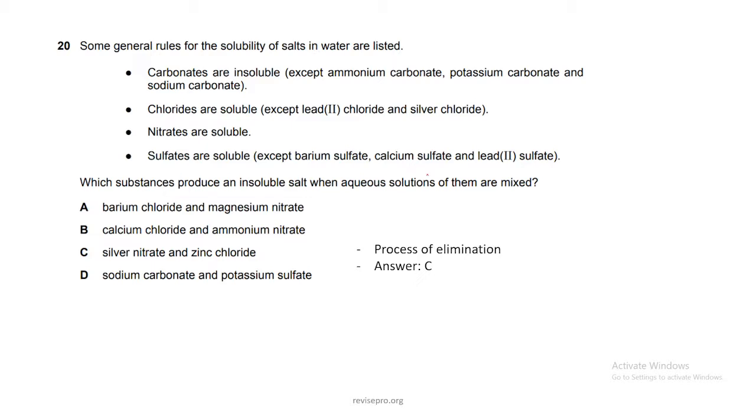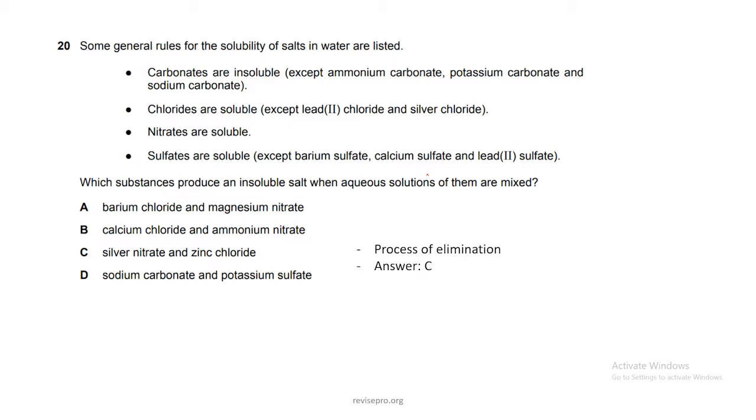Question 20. Some general rules for solubility of salts in water are listed. Carbonates are insoluble except ammonium carbonate, potassium carbonate, and sodium carbonate. Chlorides are soluble except lead chloride and silver chloride. Nitrates are soluble. Sulfates are soluble except barium sulfate, calcium sulfate, and lead 2 sulfate. Which substances produce an insoluble salt when aqueous solutions of them are mixed?